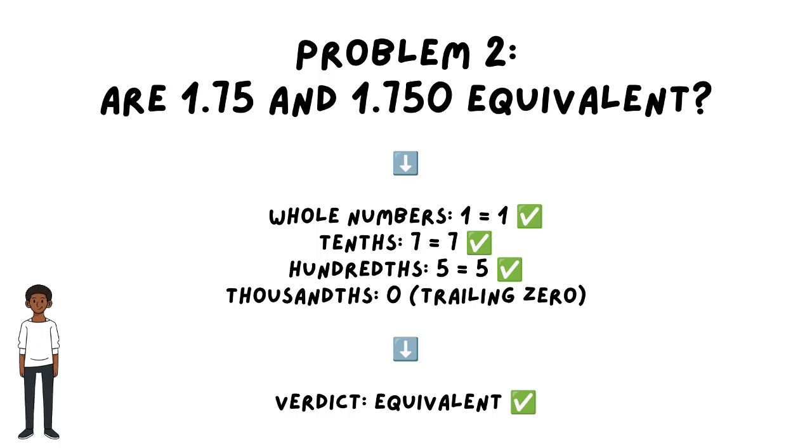Pair number 2. Are 1.75 and 1.750 equivalent? Let's check column by column. Both have one whole unit, both have 7 in the tenths place, and both have 5 in the hundredths place. The second number just has a trailing 0 in the thousandths place. Since trailing zeros on the right do not shift any digits or change the value, 1.75 and 1.750 are completely equivalent.